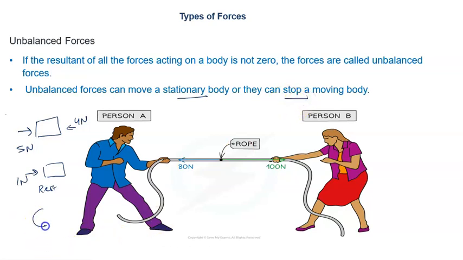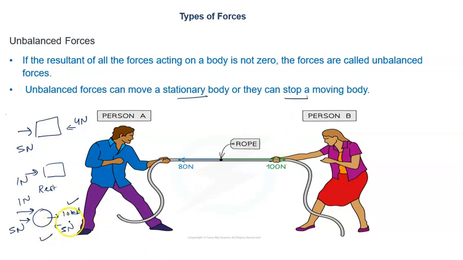Similarly, if this body is in motion, let us say with a constant velocity of 10 meter per second, it will be possible when this side force, that is 5 Newton, and this side force, that is 5 Newton, are balanced. Then the velocity is constant. But if I apply one more force, that is 1 Newton, then we can definitely say the velocity will change from 10 to 20 meter per second or so on. So they can change the velocity.